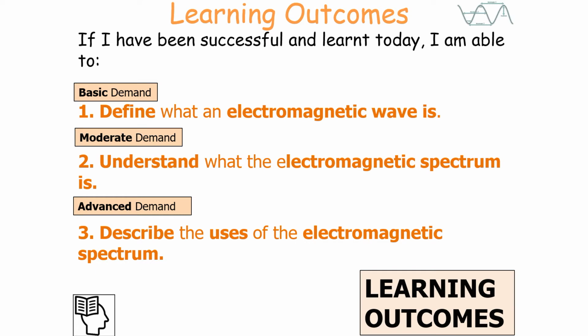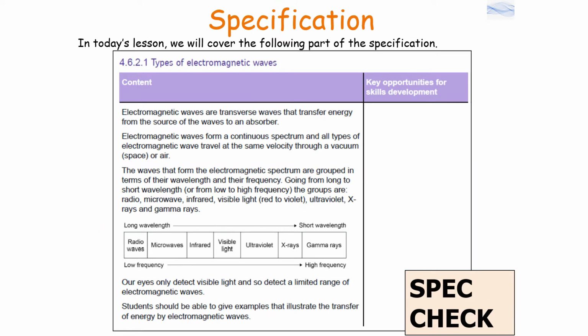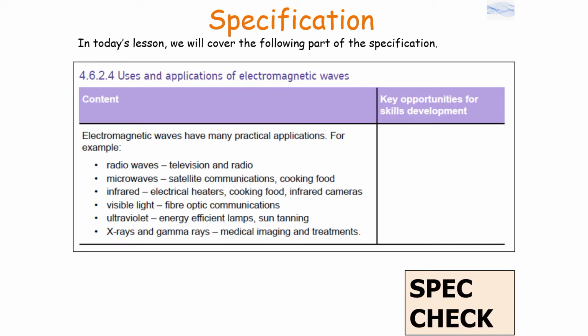If we're successful in today's lesson, you should be able to define what an electromagnetic wave is, understand what the electromagnetic spectrum is, and describe the uses of the electromagnetic spectrum, which falls into the following part of the GCSE Combined Science specification for physics. So we're looking at types of electromagnetic waves and uses and applications of electromagnetic waves.